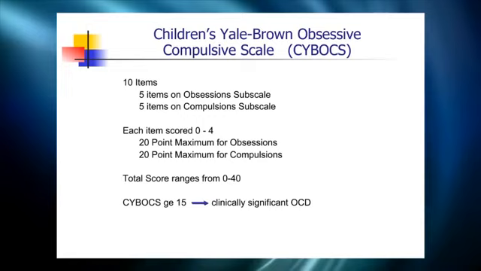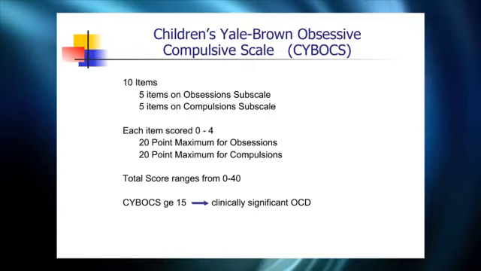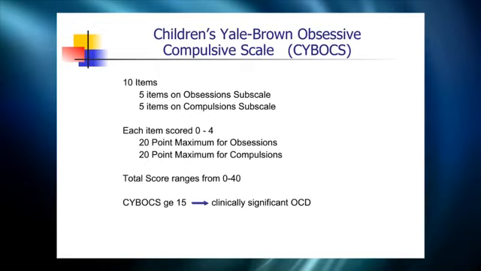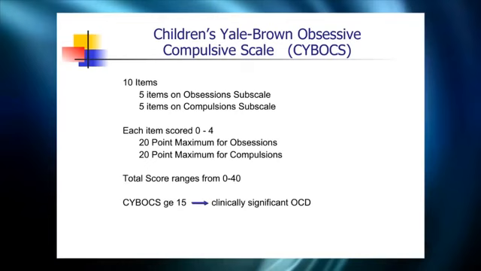The primary clinician measure used for determining the severity of OCD is the CYBOCS, or Children's Yale-Brown Obsessive Compulsive Scale. I'm not going to go into this anymore in this talk, but it's readily available on the web or in other places, and it really is the recommended measure to use as part of a clinical assessment. The initial part is a checklist of categories.